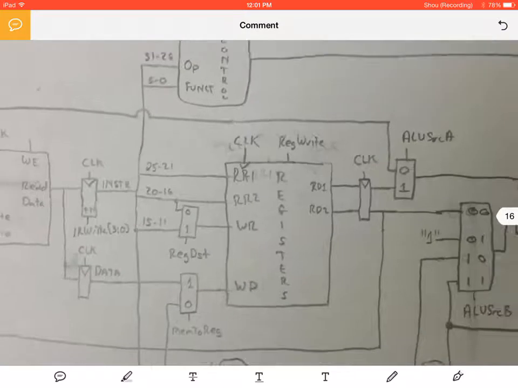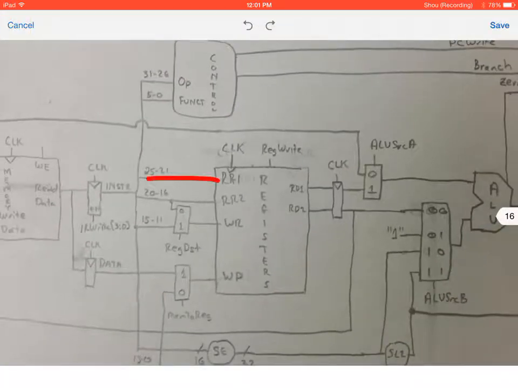And 25 to 21 goes to read reg 1, 20 to 16 goes to read reg 2. The write register, so if it's an I-type, what will happen is the register destination will be 1, and register write will only update this one. So you can read both of them all you want, but since we only have one write register in that SRAM, we only need one write control signal. Does that make sense? All right.